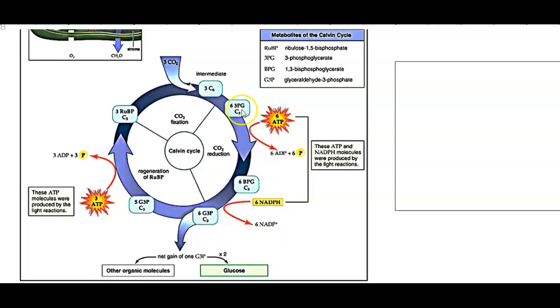So let's look at these numbers. Six, six, six. Notice over here, 6, 6, 6, 6, 6. Alright, so this whole step of carbon dioxide reduction, we're going to have 6's. And it is going to make one molecule called G3P. Another name for that is, I made a text box, I thought it might be easier. G3P and PGAL are exactly the same thing.